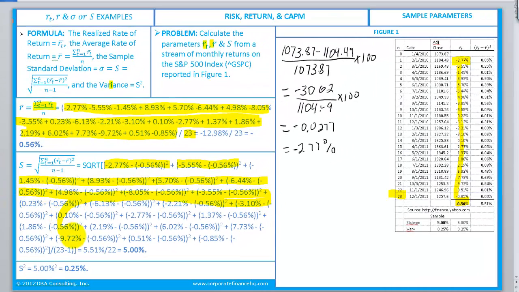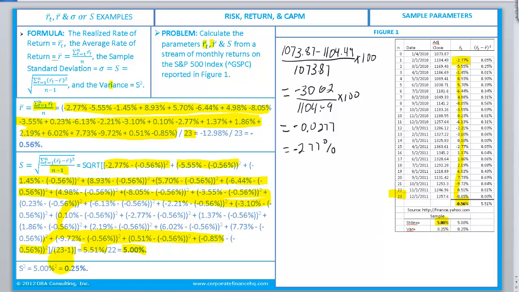Until we get to here. And then we divide by n minus 1. N again is 23, so 23 minus 1. Do the math. These sum up to 5.51%. 23 minus 1 is 22, and this is equal to 5%. And this is what I have here.